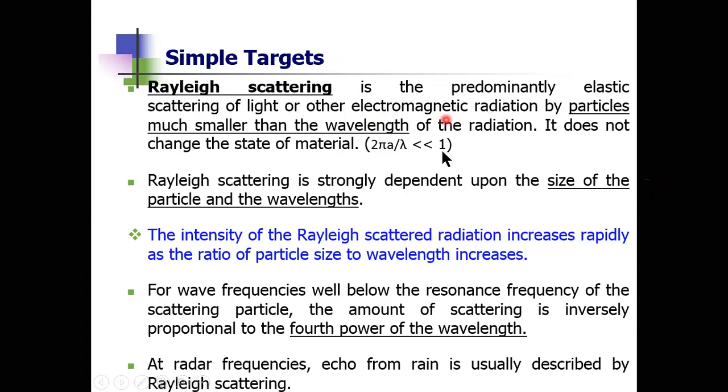Rayleigh scattering, as we said, is where 2 pi a by lambda is much less than 1, and it depends on the size of the particles and the wavelength. The intensity of Rayleigh scattered radiation increases rapidly as the ratio of particle size to wavelength, 2 pi a by lambda, increases. Sigma is inversely proportional to the fourth power of wavelength, or directly proportional to f to the power 4. Echo from rain is usually described by Rayleigh scattering.